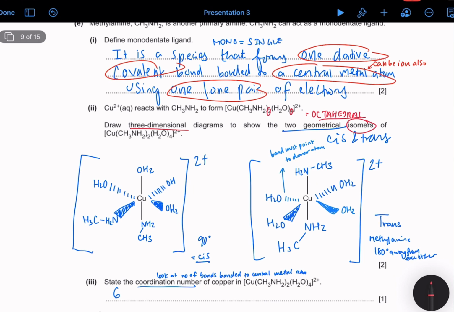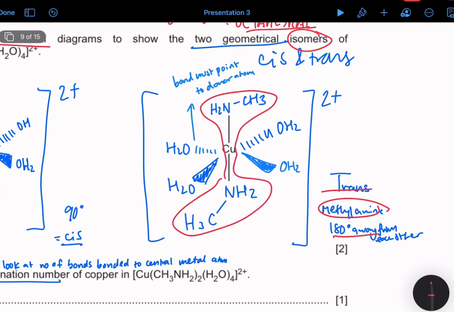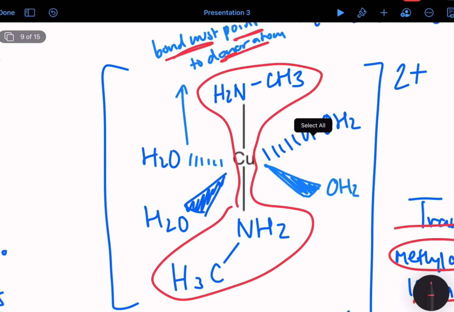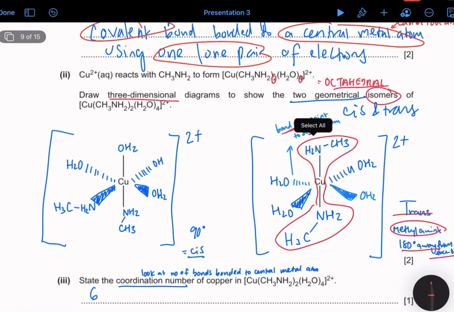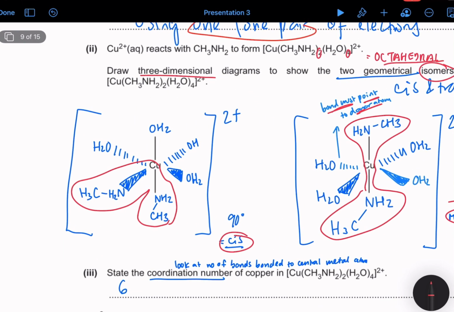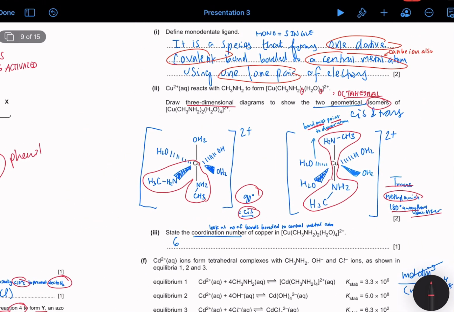How do you know which one is cis and which one is trans? Alright, so for your trans, your methylamine here, they're directly opposite each other, so it's like 180 degrees away. Also make sure that the bonds are pointed to the donor atom, so that's why it's OH2 instead of H2O, because the donor is your O. And again, for your cis, as you can see, your methylamines are on the same side. So yeah, it's like 90 degrees. It's not directly across from each other. That's how you identify which one is cis and which one is trans.